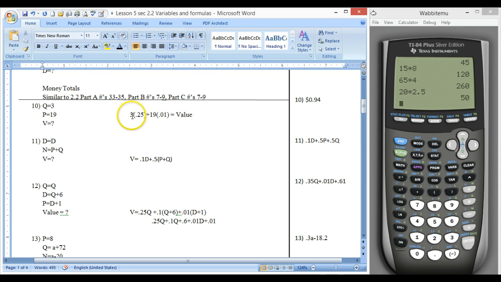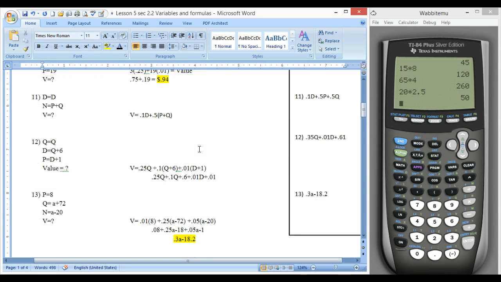Okay, so 3 times 0.25 gives me, I'm going to come down a line, 0.75. Add it to 19 times 0.01 gives me 0.19, which adding those together gives me 9 and 5 is a 14, carry the 1, is 0.94. Yep, there we go. And let's go ahead and put a money sign or a dollar sign on that to label the units. Okay, let's move to the next one.